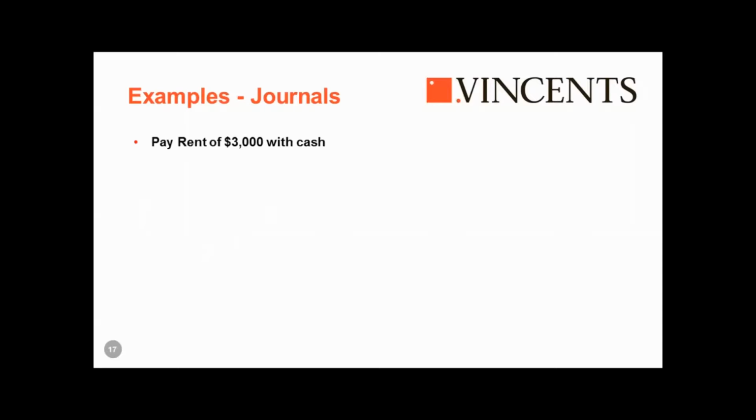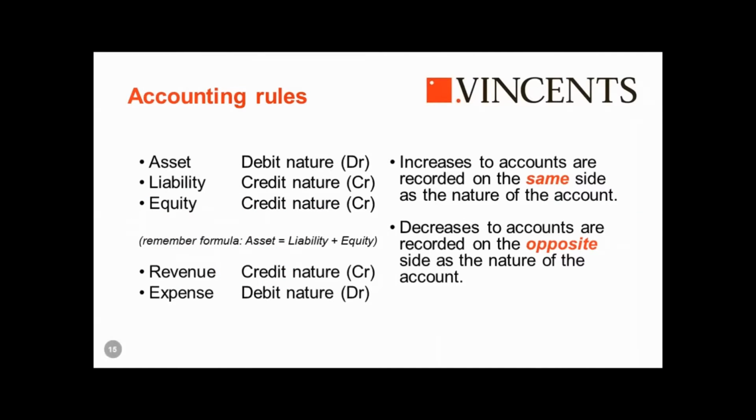Pay rent $3,000 with cash. Here's a transaction, so we do a journal for this. We whip through this. We know we need a debit and a credit. What's our debit? What's going up? What's going down? So paying rent with cash: rent's going to be an expense, cash is going to be an asset. Rent's going up, it goes up by that nature, so we've got our debit. Cash is going down, so it's the opposite. That's credit.